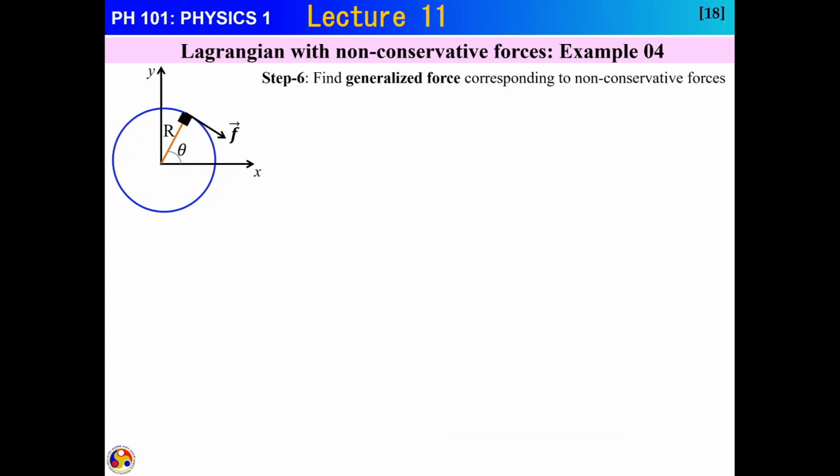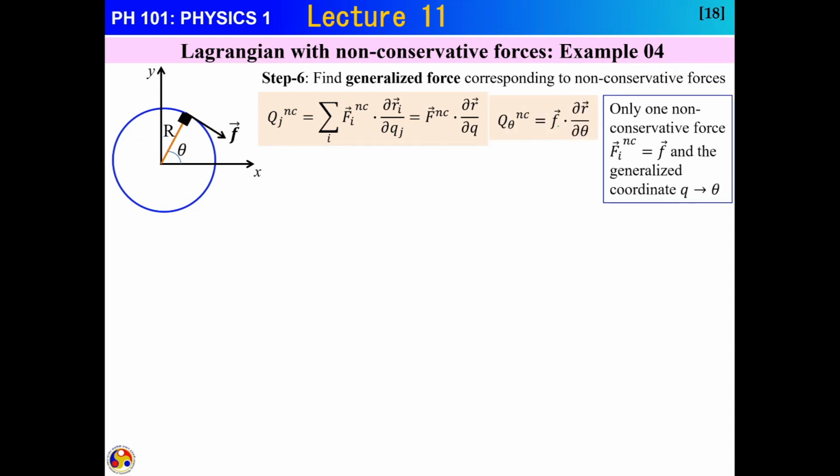Now we have to find the generalized force corresponding to the non-conservative force. So here again only one generalized coordinate. So therefore you'll have only one Qj. Q is simply 1. So basically you can write Q theta, which is F dot partial derivative of r vector with respect to theta, because one generalized coordinate and non-conservative force. Now we have to resolve what is the direction of this F. So F can be written here as, because as we said, this is acting along minus theta cap direction. So therefore we can sort it out.